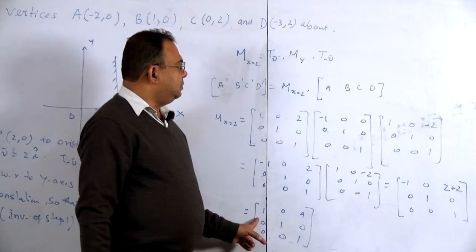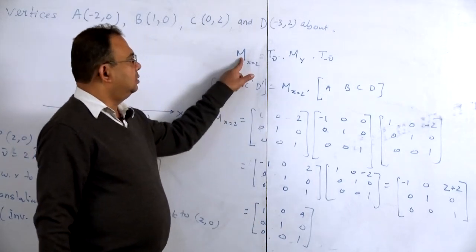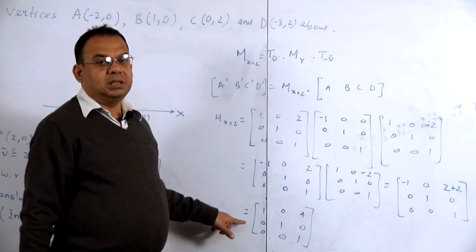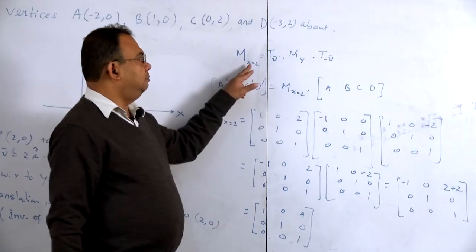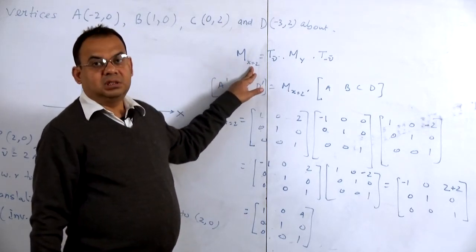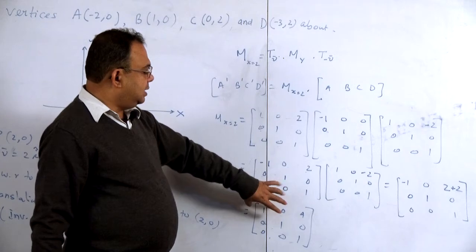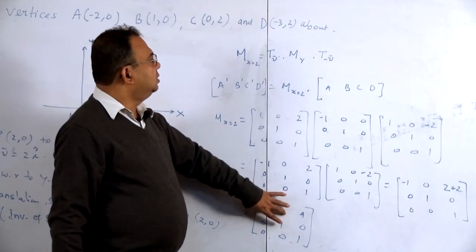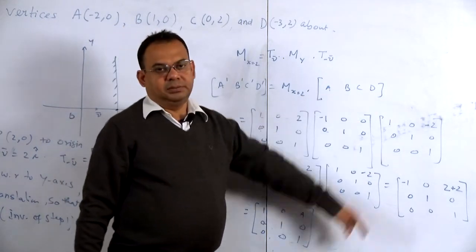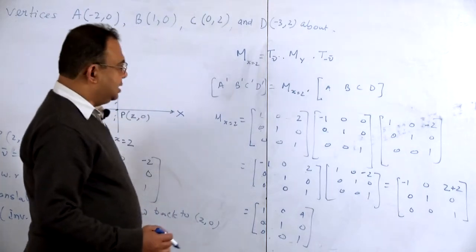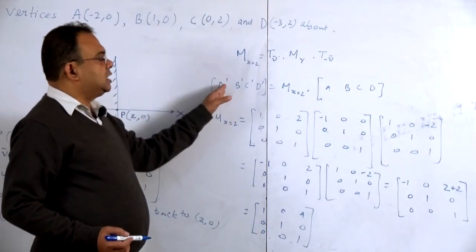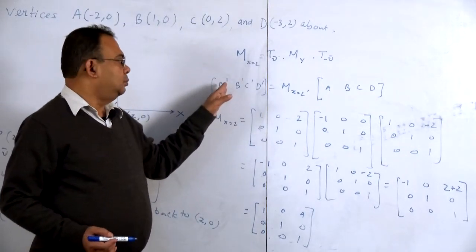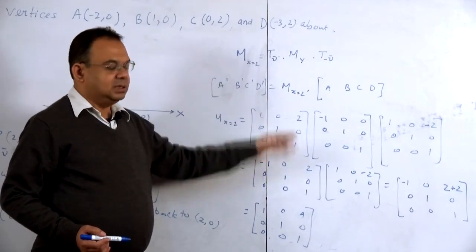So, this is the final matrix operator, where the reflection is taken with respect to the mirror aligned along x is equal to 2. Now, we have to apply this operator onto the object ABCD. Let us see the result for the transformed positions of the points A dash, B dash, C dash, D dash.